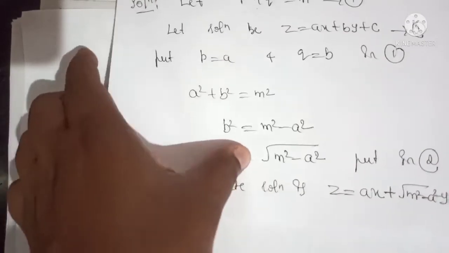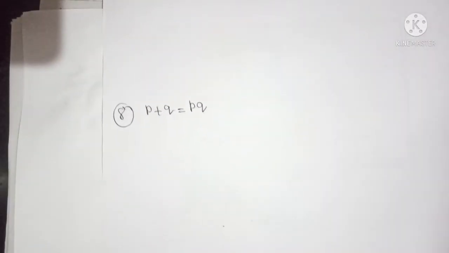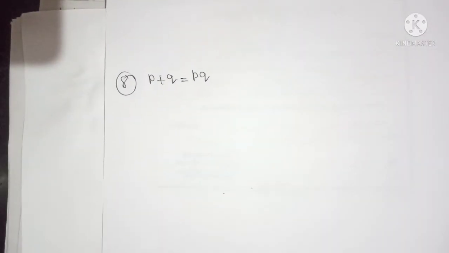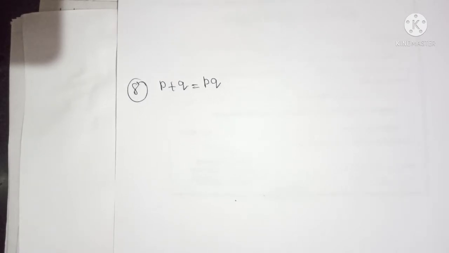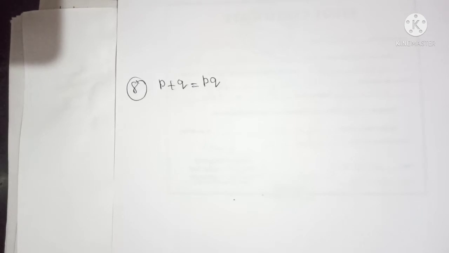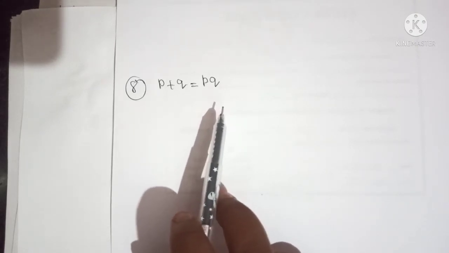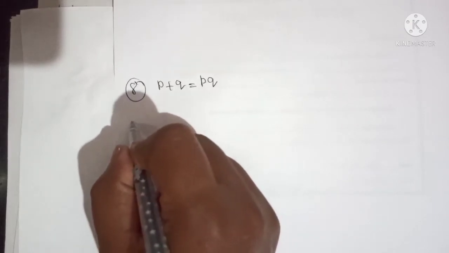Next example, p plus q equals p into q. This is a slightly different problem. Here it is given that p plus q equals p and q. Both the RHS side and LHS side contain p and q terms. So we group one side, that is we take the RHS terms to the LHS side. Solution.